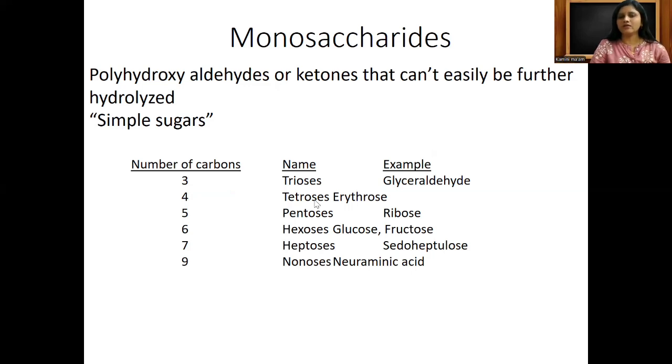A 5 carbon containing carbohydrate is a pentose. Pentoses are the ribose sugar, which comes in deoxyribose sugar, and ribonucleic acid has ribose sugar. Then a 6 carbon containing carbohydrate is a hexose. Examples are glucose and fructose. Glucose and fructose are aldo-keto isomers of each other. Glucose contains the aldehyde functional group and fructose contains the ketonic functional group. Then a 7 carbon containing carbohydrate is a heptose, of which pseudoheptulose is an example. Then a 9 carbon containing carbohydrate is a nonose, that is neuraminic acid.